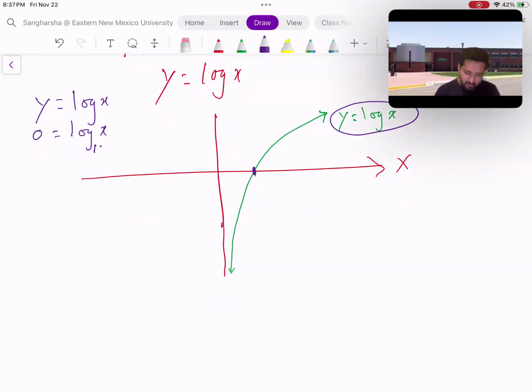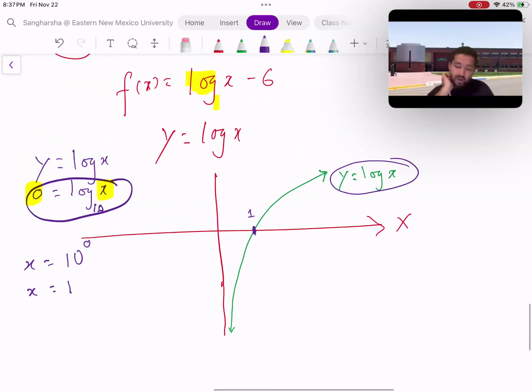So the base is 10 here. Now let's write this in exponential form. So x equals, the base is 10, and whatever you have on the right side will be the exponent. So 10 to the power 0. And what is 10 to the power 0? 1, right? So this is 1 here. 1 is the x-intercept.